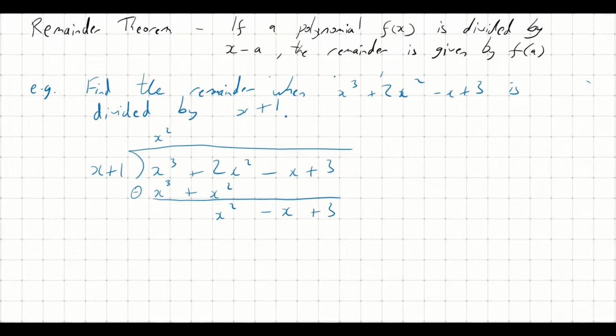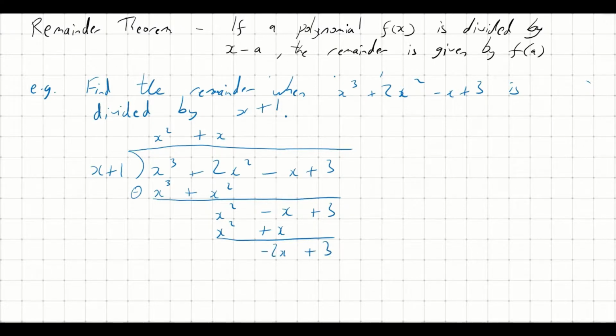Okay, now we do division into x squared minus x plus 3. How many times does x go into x squared? It goes once, 1x times. x times x plus 1 gives x squared plus x, and again we now have to subtract that from the line above. We get minus 2x plus 3.